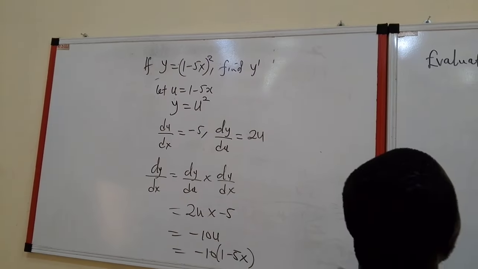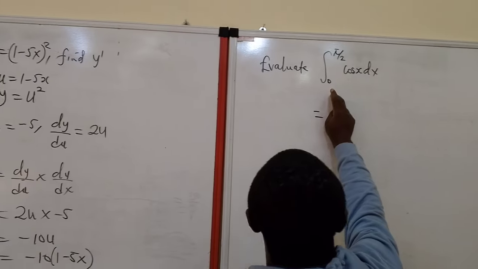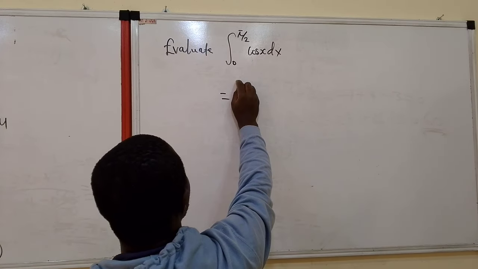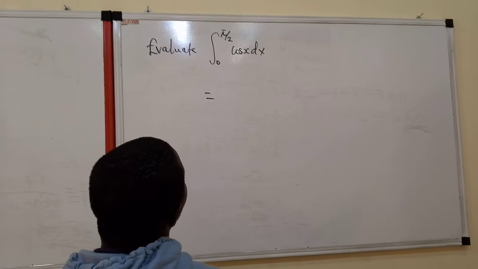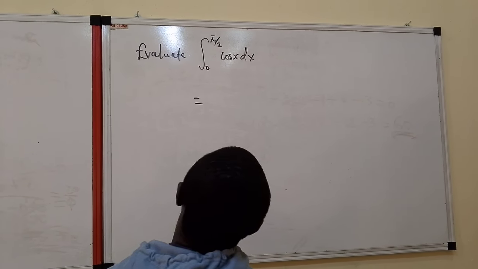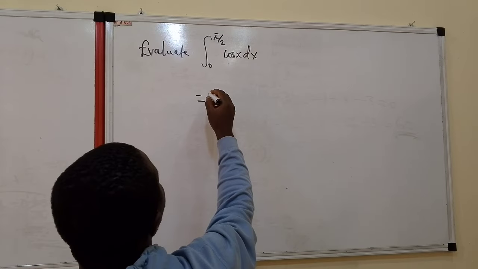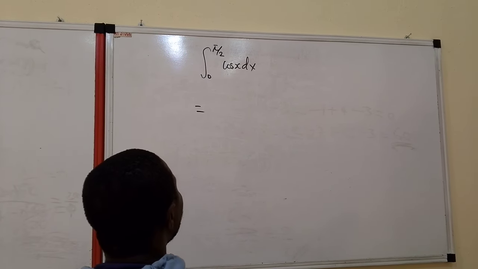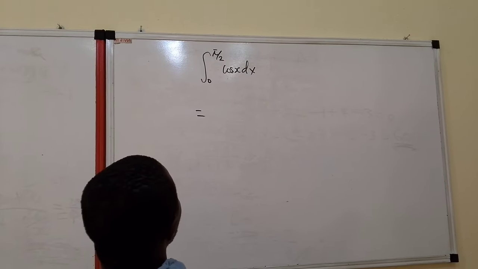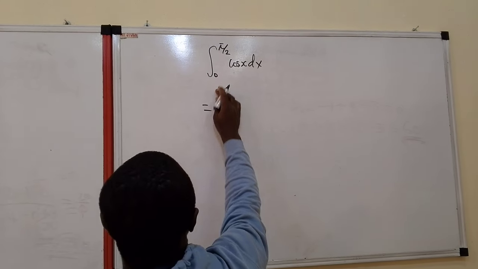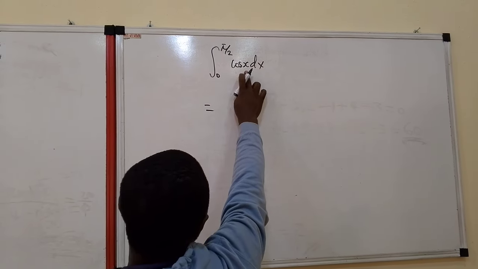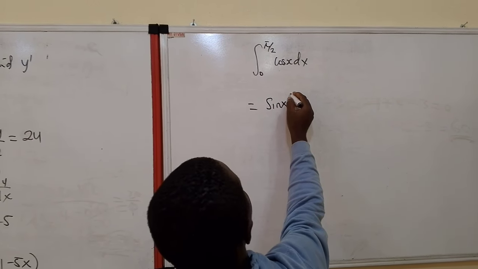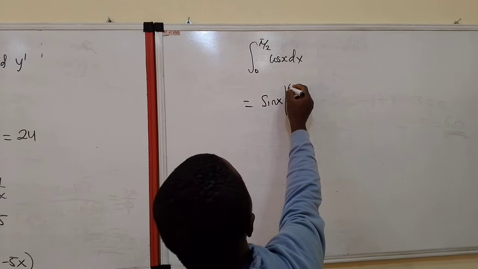We have this question, evaluate this. What do we do? Very simple. We are going to now integrate the function. If we should integrate the function, what do we get? Let's integrate cos x. That will give us sin x. Then we have 0, we have pi over 2.